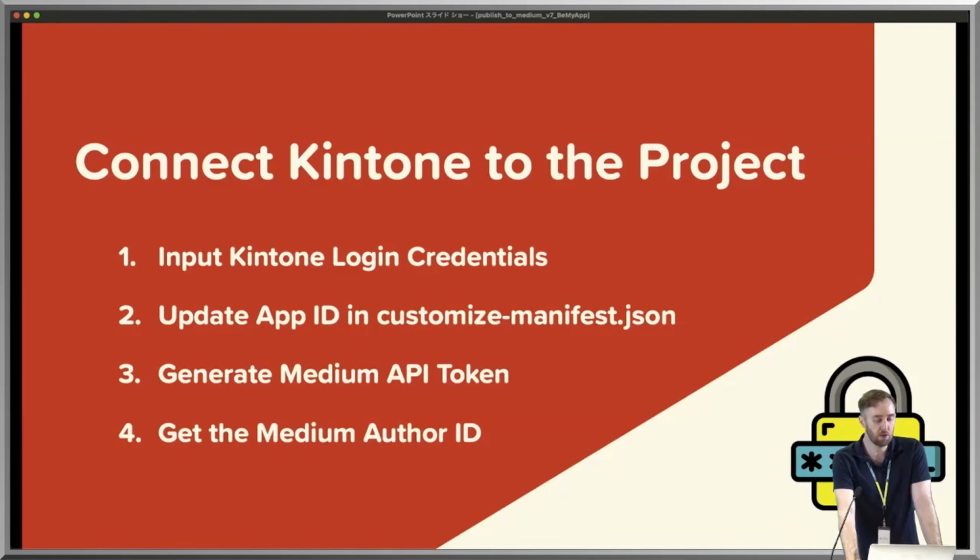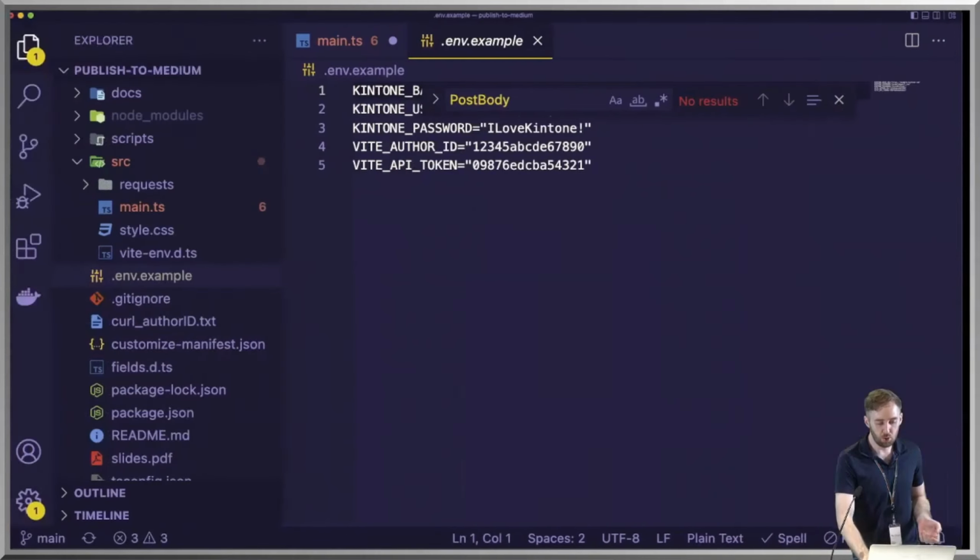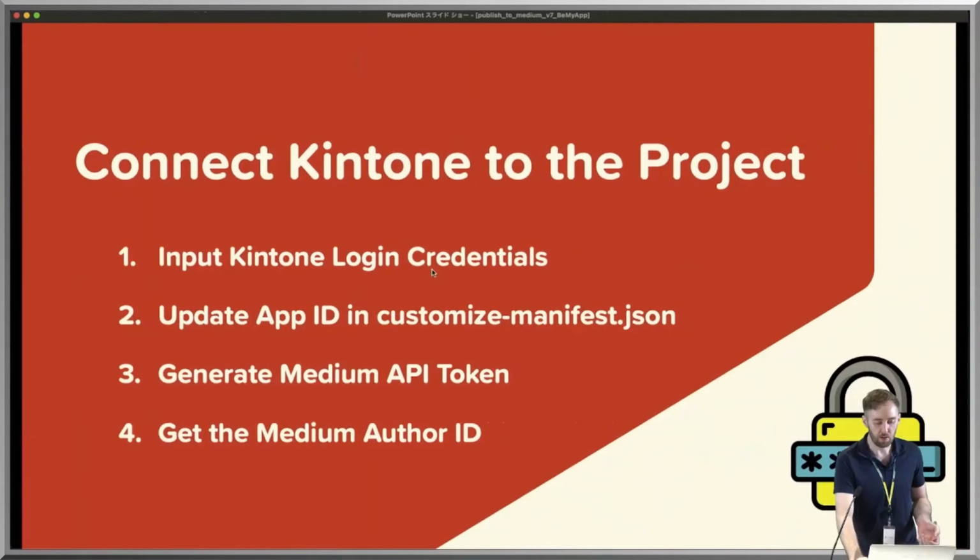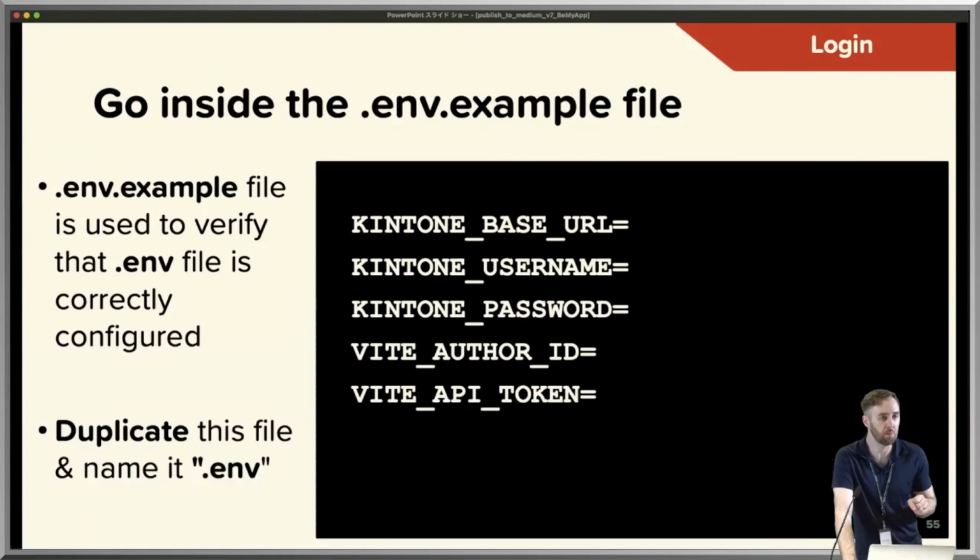We have our Kintone and we have basically made our database, right? Now we need to connect our database to our code. We're going to be dealing with environment variables, API tokens, and stuff like that, all right? So now go into your code editor, VS Code, and you are going to see a .env.example file. And this is a common practice.